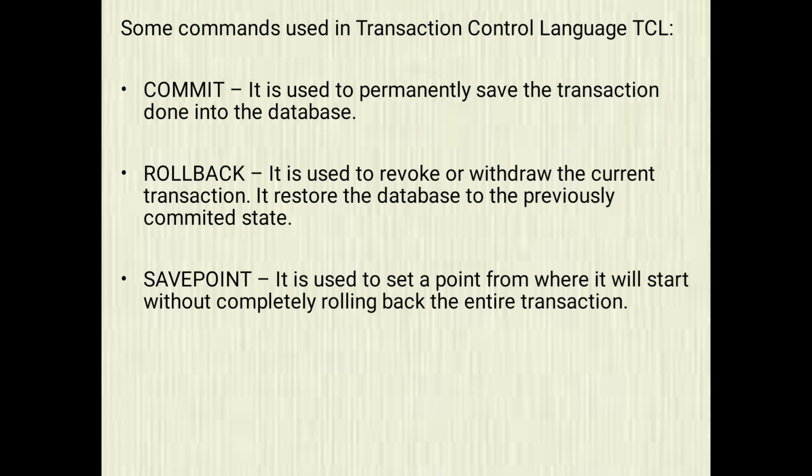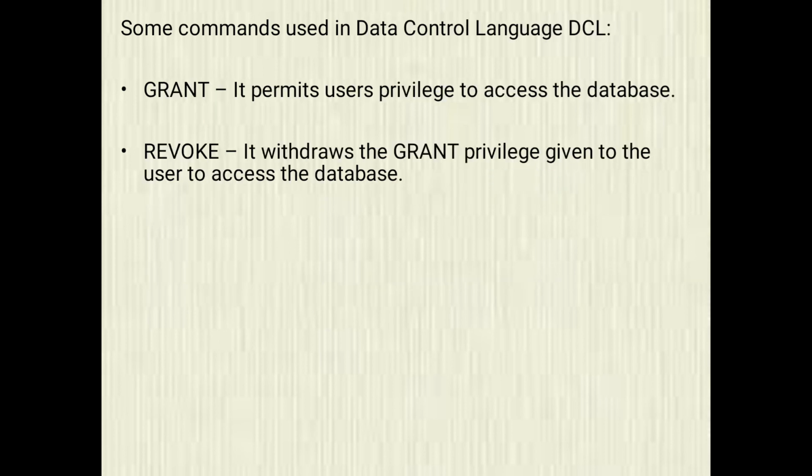Okay, so I hope with those examples you have understood the meaning of commit, rollback, and save point. We will see all of these keywords when we do the practical. Now the next one is data control language. The commands used in data control language, the first one is grant. This data control language is regarding the privileges given to the users. When we use the keyword grant, it permits the user privilege to access the database.